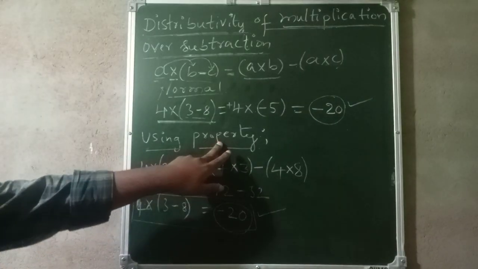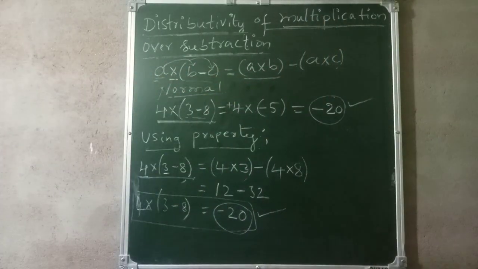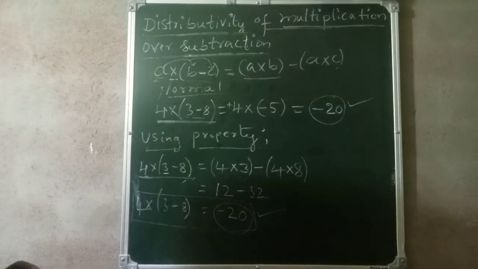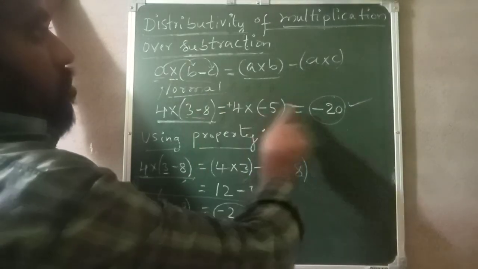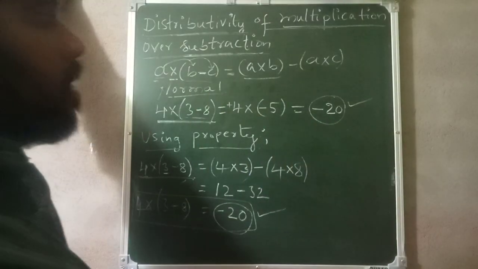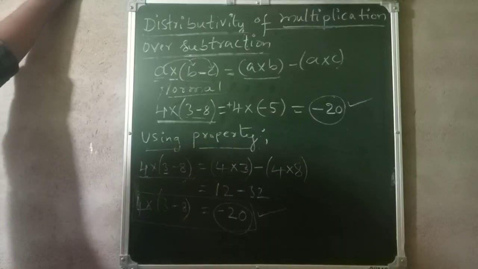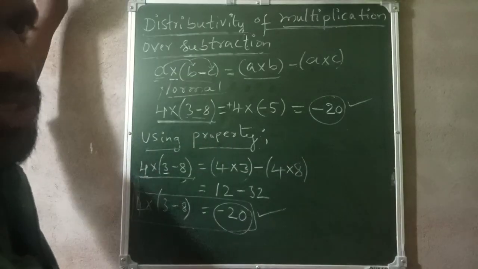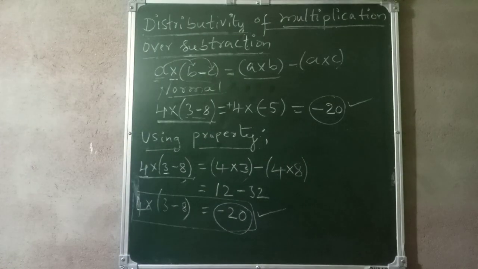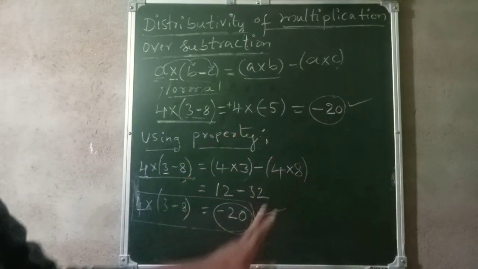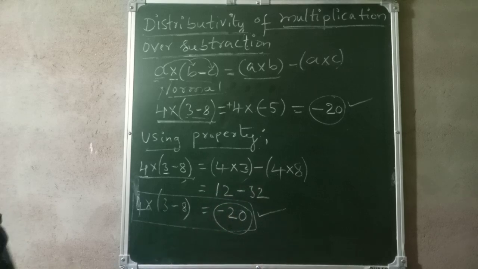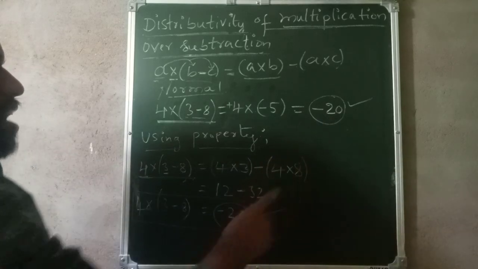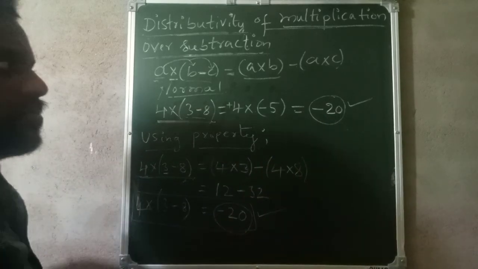using property. Which property? This property, this one. Now, see, using normal multiplication, we got minus 20 as the answer. So, by using the property, we got minus 20 as the answer. See, we can see this and this are same. We got both are same answers. So, this answer is matching with this answer.